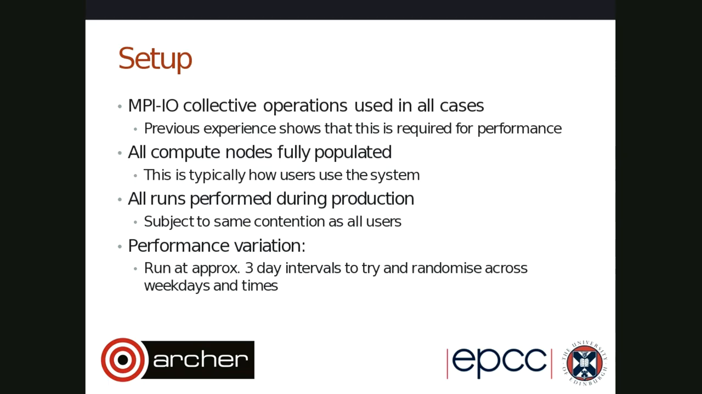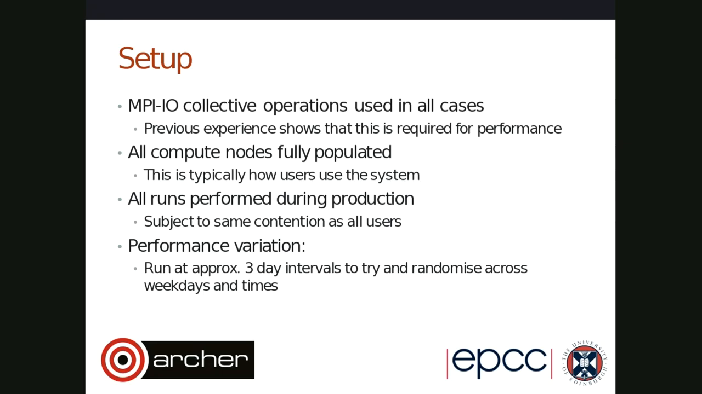Okay, a little bit about the setup. Whenever we're doing MPIO in the single shared file model, we were using MPIO collective operations in all cases. Our previous experience, from a white paper on the Archer website with some initial investigations into parallel IO performance, showed that you have to turn on MPIO collectives to be able to get any useful performance out of MPIO with complex schemes.